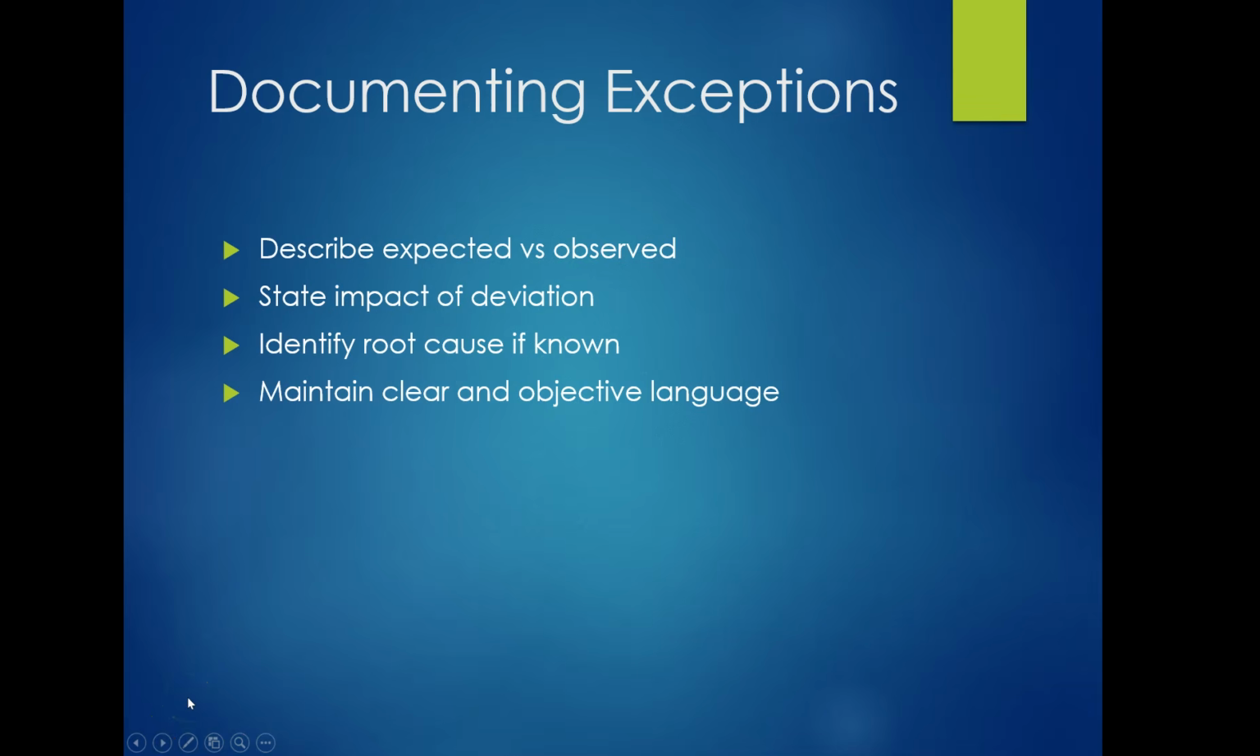What about documenting exceptions? For exceptions, make sure you clearly articulate what was expected versus what was observed. Always state the impact of the failure or deviation. Also, identify the root cause if known. Ensure you put at least a statement as to what the root cause of the control failure or control exception is. Exceptions can also be termed as control failure or control deviation. And then make sure you maintain clear and objective language.